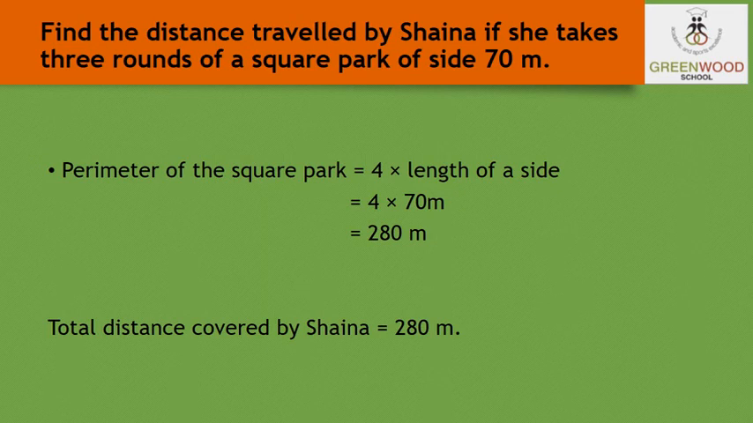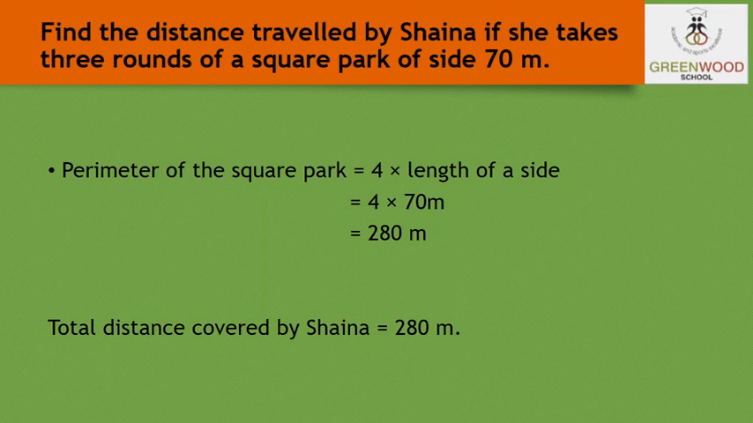Let us see some of the examples. Find the distance traveled by Shaina if she takes 3 rounds of a square park of side 70 meter. As we know, the park is in shape of square and in square all sides are equal. So each side of square is of 70 meter.